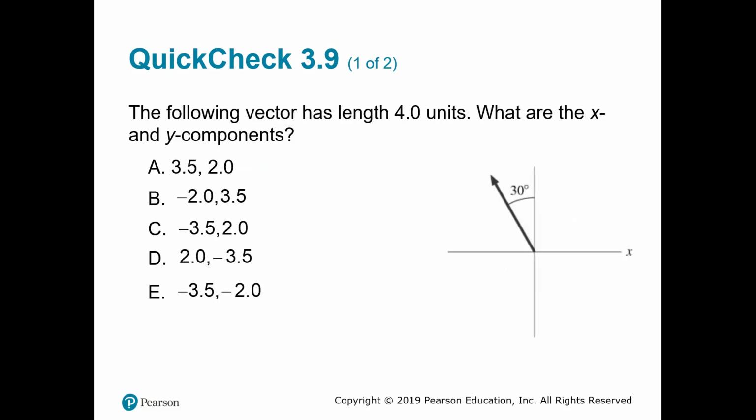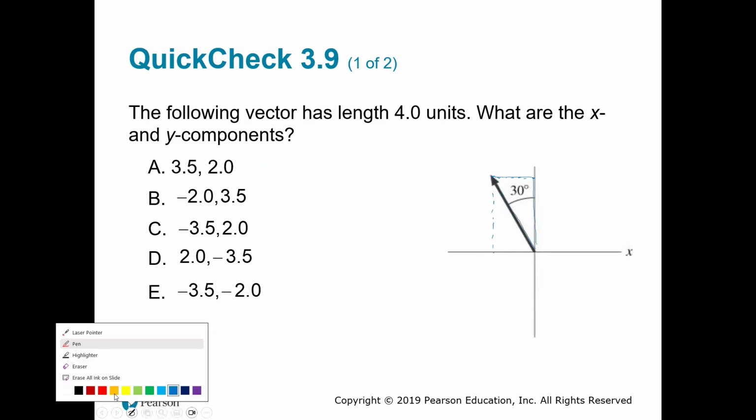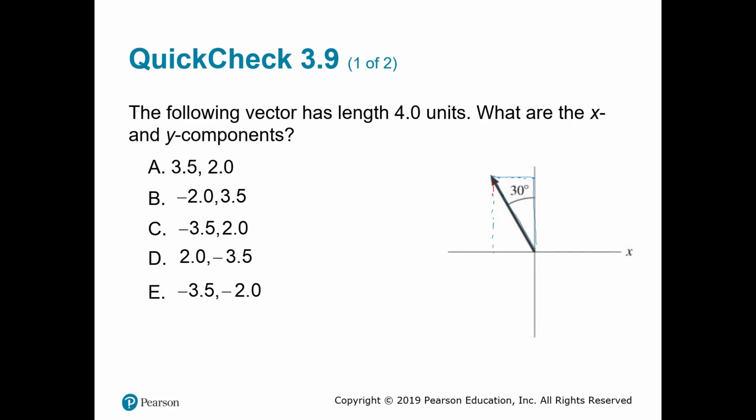And then now we have a 4 unit vector, which has a length of 4 units. So that means this length is 4, right? Again, same: we know the hypotenuse, we know the angle. So now we are looking for the x and y component. So now you draw your triangle. You can either use this right triangle or you can also use this right triangle, but it doesn't matter.